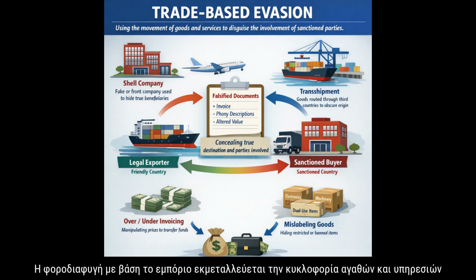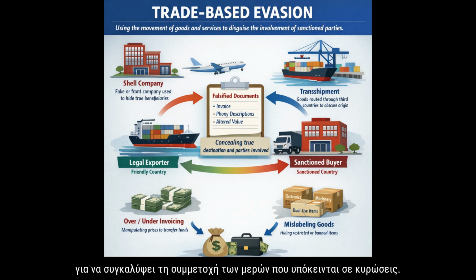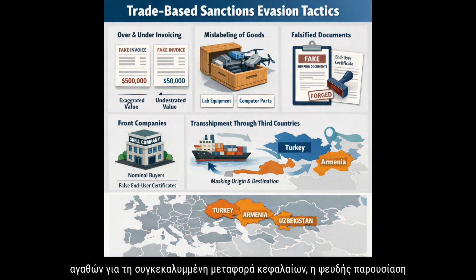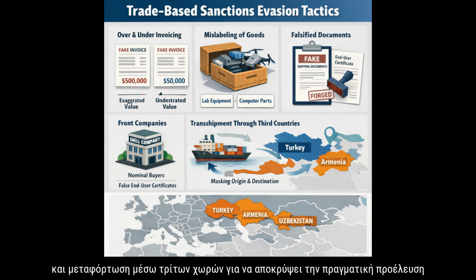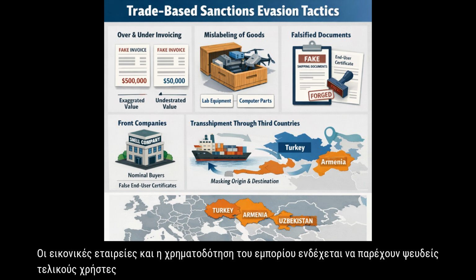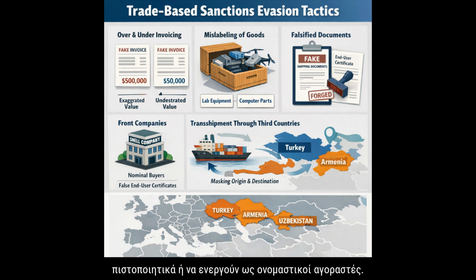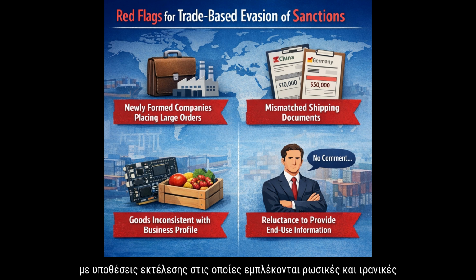Trade-based evasion exploits the movement of goods and services to disguise the involvement of sanctioned parties. Techniques include over-invoicing, misstating the value of goods to move funds covertly, misrepresentation of goods, especially dual-use items, falsified shipping documents, and transshipment through third countries to mask the true origin or destination. Front companies in trade finance may provide false end-user certificates or act as nominal buyers or sellers. OFAC and BIS have penalized firms for failing to identify such schemes, with enforcement cases involving Russian and Iranian networks using Turkey, Armenia, and Uzbekistan as transshipment points.